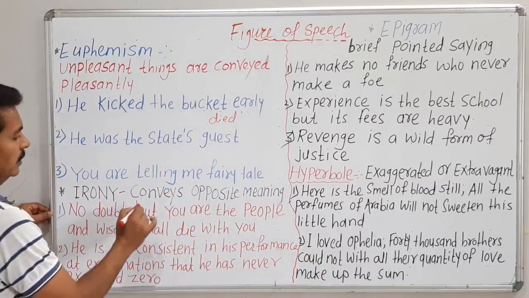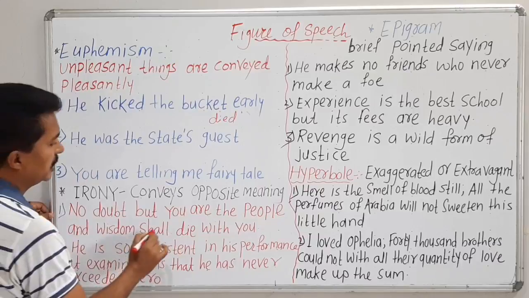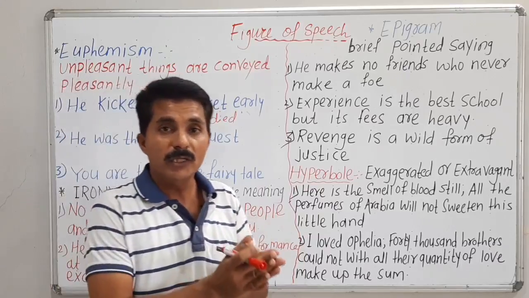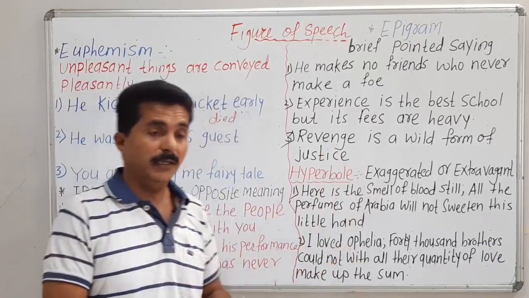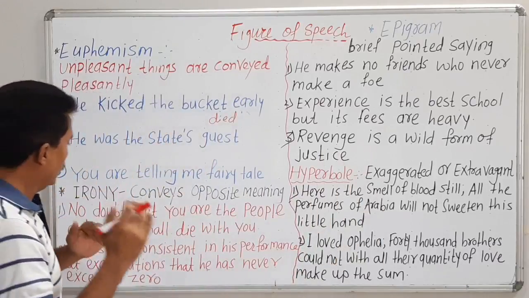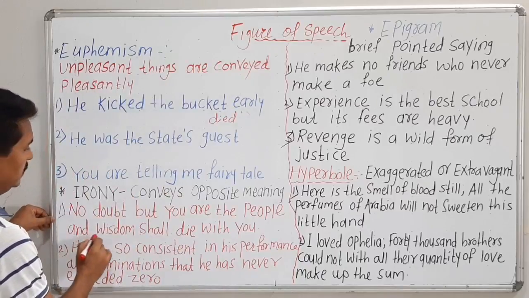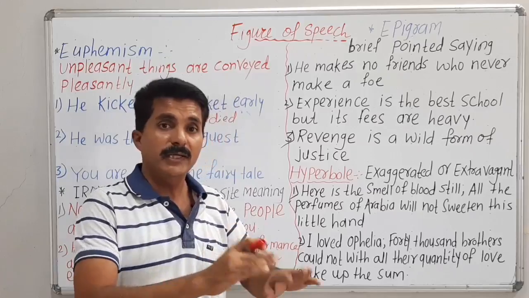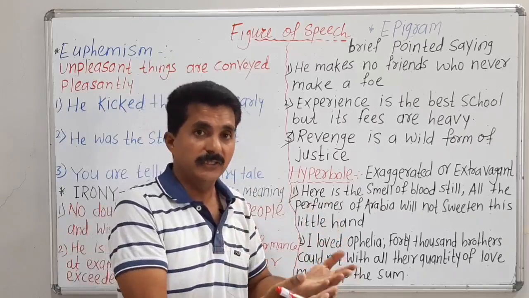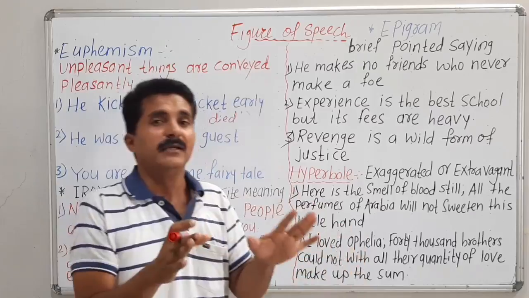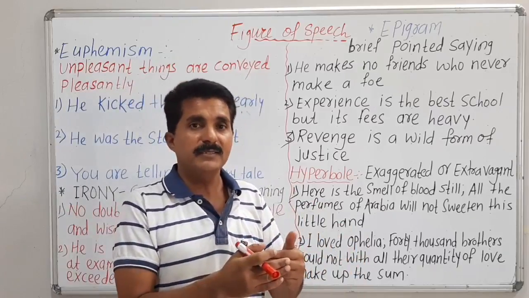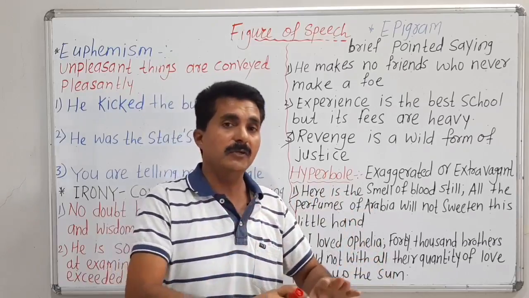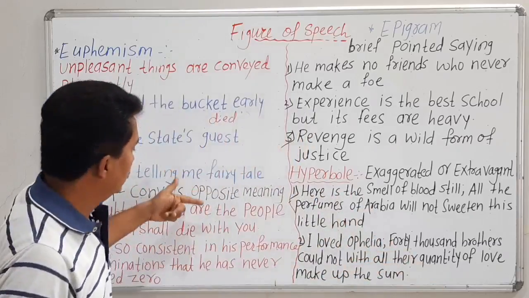No doubt, but you are the people, and wisdom shall die with you. No doubt but you are the people. It means that we have no doubt that you are very, very talented people. And here the narrator says, wisdom shall die with you, and we are sure that when you die, wisdom will also finish. So this is nothing but sarcasm. Indirectly, the speaker says that you people are not wise, you people are not talented. But instead of saying it directly, ironically it is said like this.